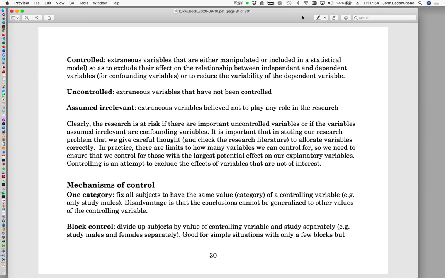So the next stage is what we call a block control. That would mean I include the males and the females separately, so I don't need to assume that there is the same pattern within males and within females. I'm going to study males and I'm going to study females as well. So this is a good approach if I only have a few blocks to consider and I believe that the blocks might be very different.